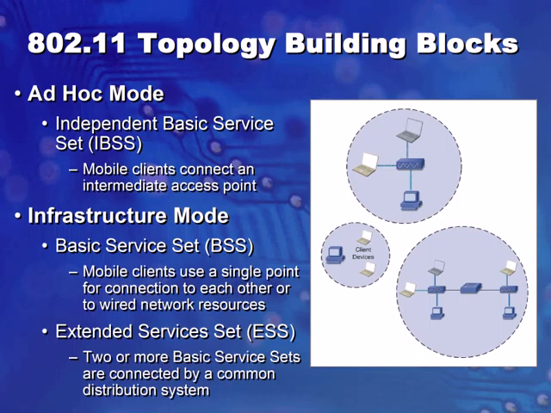In infrastructure mode, we essentially have two methods of doing infrastructure mode. One would be a single access point, which is a basic service set. So all the clients use a single access point, and that single access point is connected to the wired network. In a larger enterprise environment, we have an extended service set type scenario where we have multiple access points, and we allow our clients to roam from one access point connection to another access point connection through the network.